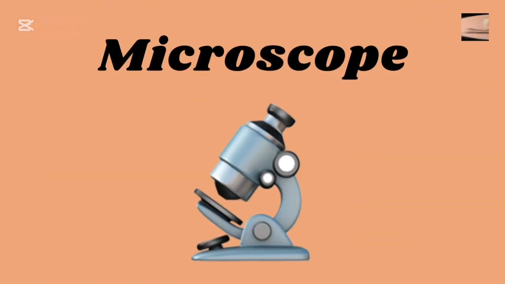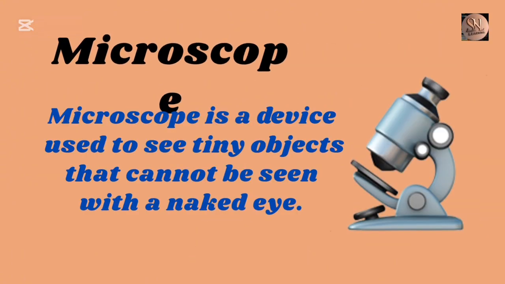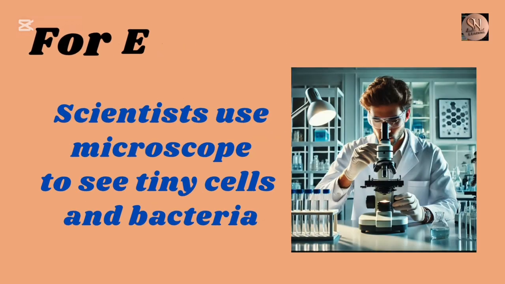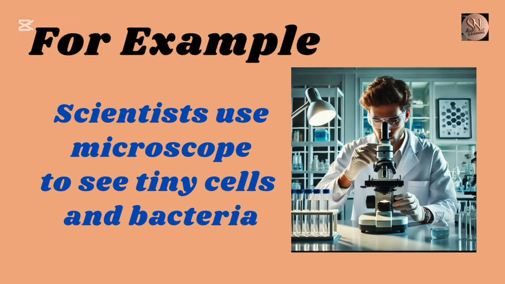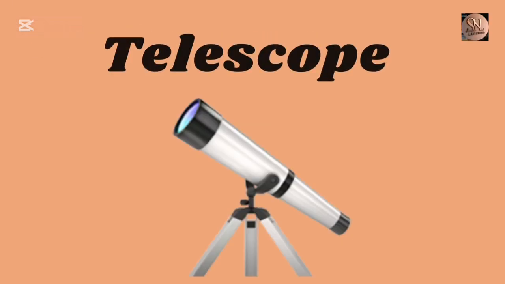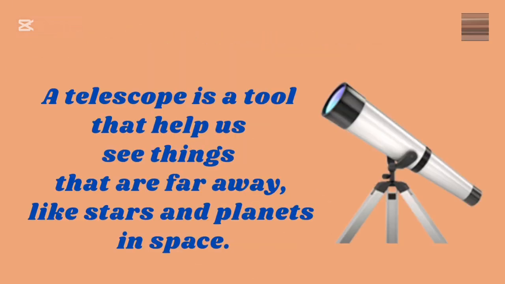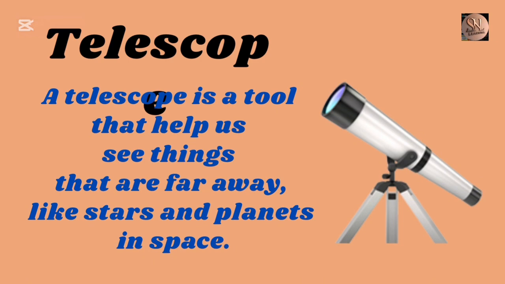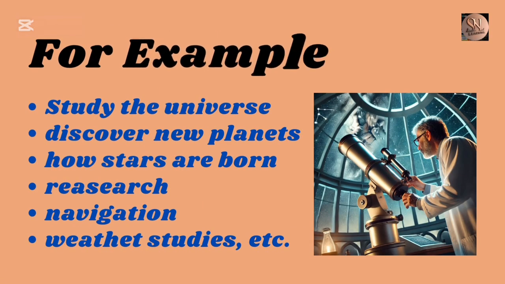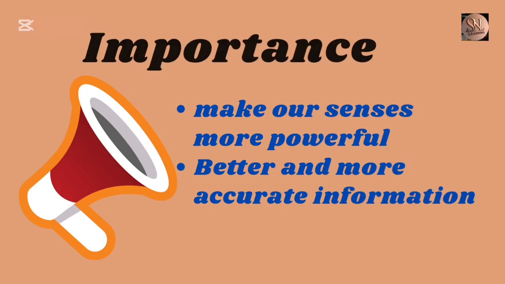Then microscope. Microscope is a device used to see tiny objects that cannot be seen with the naked eye. Scientists use microscope to see tiny cells and bacteria. Telescope. Telescope is a device or tool that helps us see things that are far away, like stars and planets in space. For example, scientists use it to study the universe, to discover new planets, to study how stars are born, and it helps us in research, navigation, and weather studies.